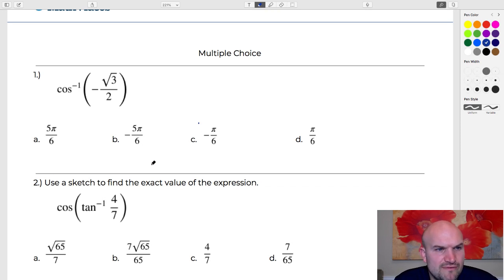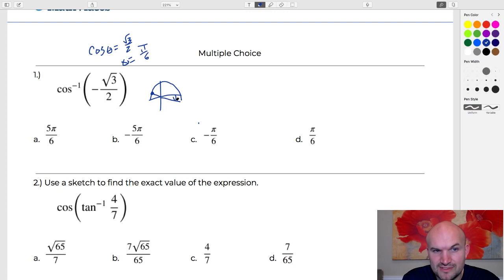This one says cosine inverse of negative square root of 3 over 2. I just want to figure out when cosine of theta equals positive square root of 3 over 2. What angle gives me that? I can see that's pi over 6. But since it's negative, and the restriction of cosine has to be within the first and second quadrants, I don't want negative pi over 6, because negative pi over 6 is down there. So it has to be this angle, which would be 5 pi over 6, which is answer A. Again, we need to get into the second quadrant to make the cosine point negative.